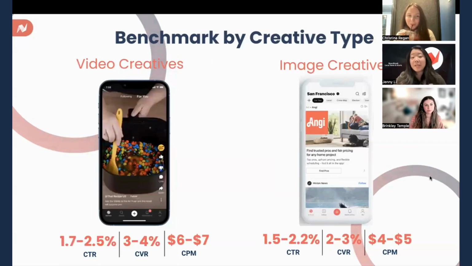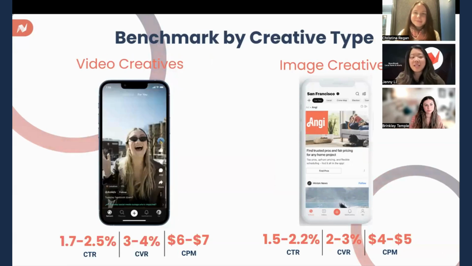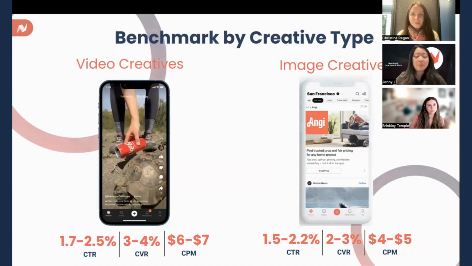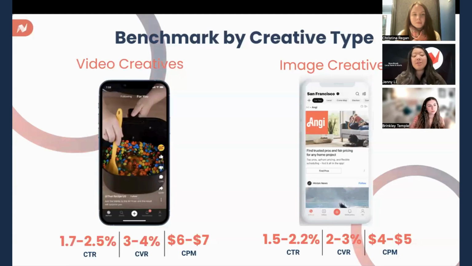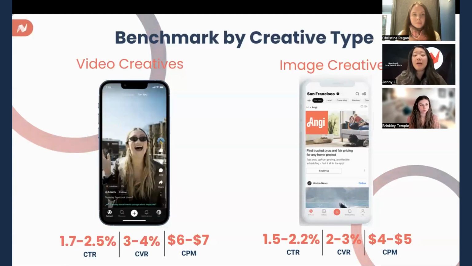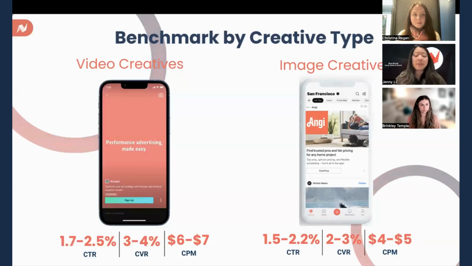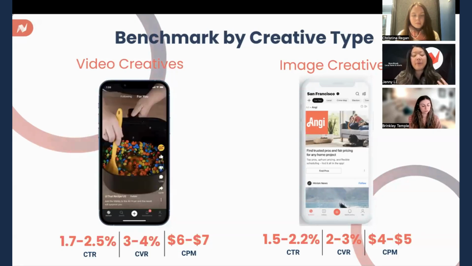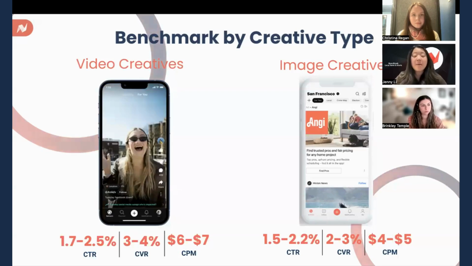And I want to share some benchmarks for each creative type. This benchmark is just for reference, and it's a ballpark of the average we're seeing on our platform. Although hitting this benchmark does not necessarily guarantee performance, it definitely lets you know where your creative is currently at in terms of competitiveness compared to other people running on the platform. So for video creatives, we see a slightly higher CTR and CVR, although our CPM is slightly higher.